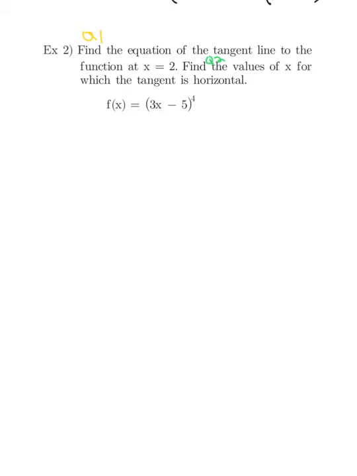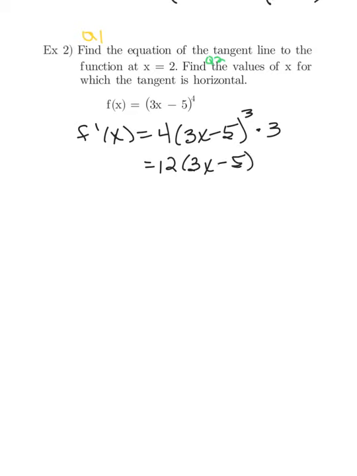So the first thing we're going to do is find the derivative of this function using the chain rule. Drop the 4 to the front, leave the inside the same. Power goes down by 1 to become 3. Take it times the derivative of the inside, which is just 3. Clean it up by taking the 4 times the 3, and you get 12 times 3x minus 5, the quantity to the third. So now we know that this is the formula for the slope of the tangent.